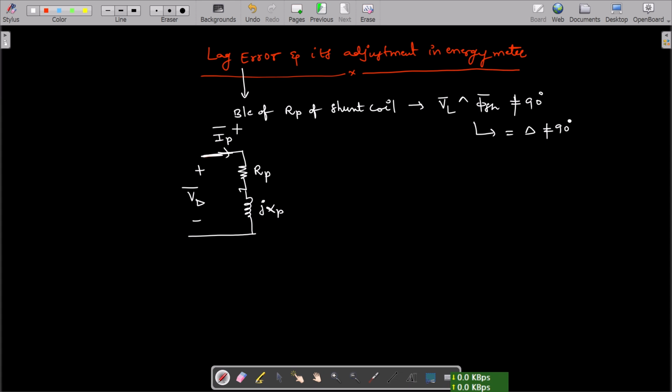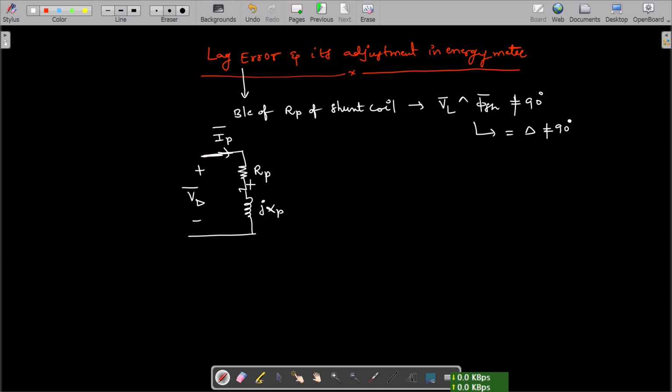And one thing we have to observe is why this Ip will be sinusoidal. Whatever voltage we connect to the energy meter is a sinusoidal voltage, so it is expected that the current is also a sinusoidal current. Ip is also a sinusoidal current, because of the sinusoidal voltage. It is expected under steady state condition. What does steady state mean? Steady state means all the currents and voltages are sinusoids.